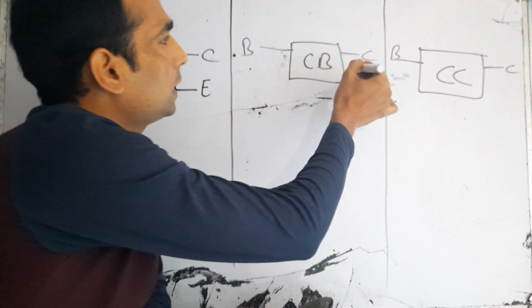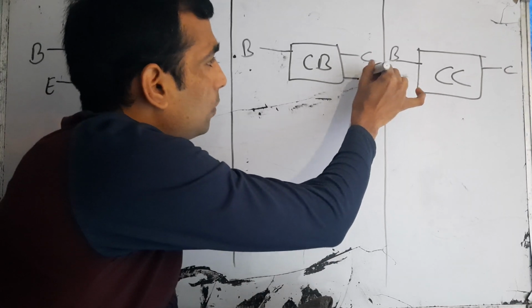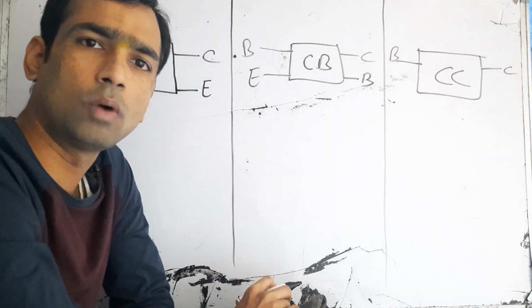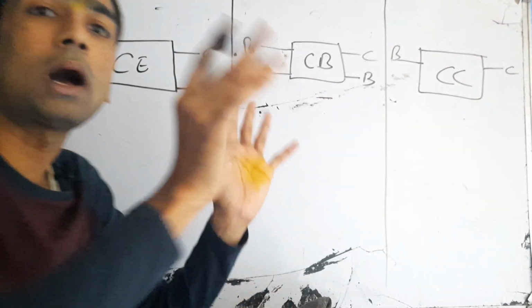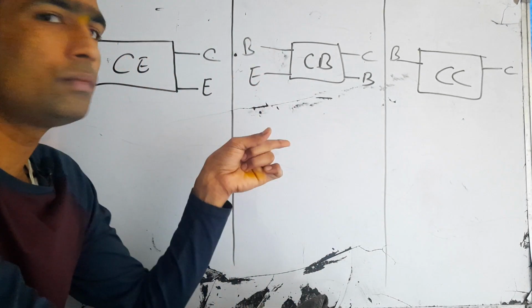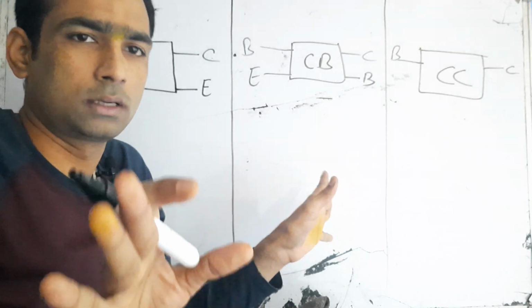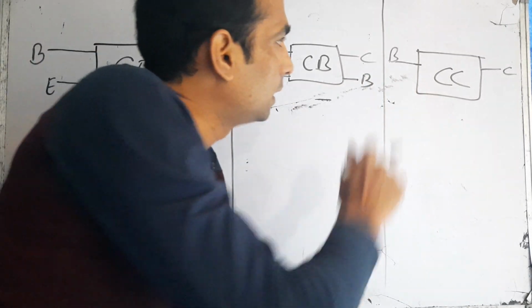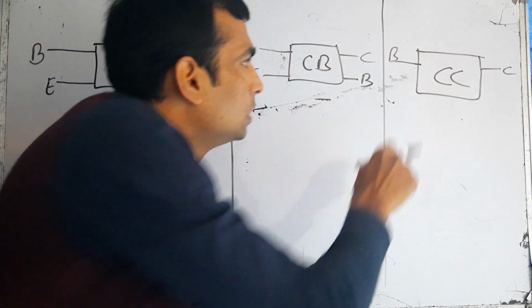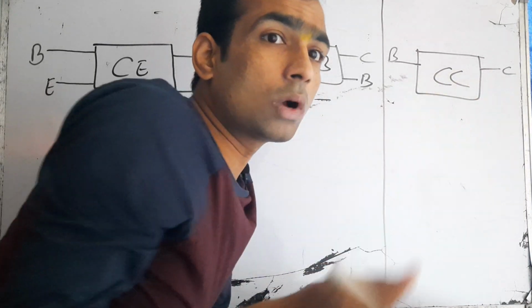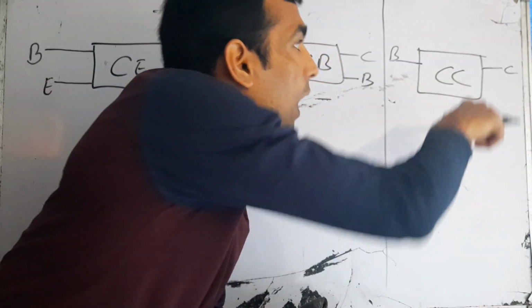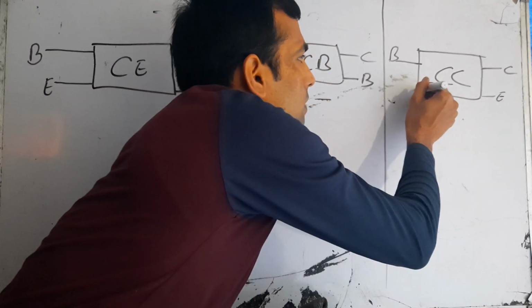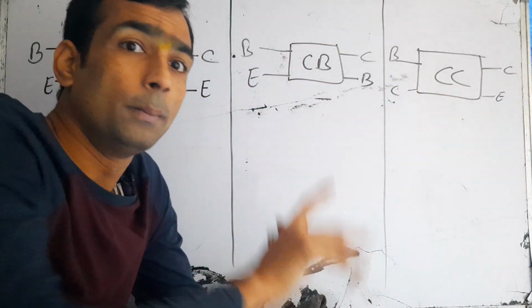Base is common, so you can add base on the output side, and this is emitter, because on the same side you can't add two types of terminals, like base and emitter. You can't do that, right? So this is the configuration: common emitter, common base, and common collector. Collector is common. You have already added collector at output, so you can't add output as collector again, so we put emitter. And next, this is collector, because collector is common.